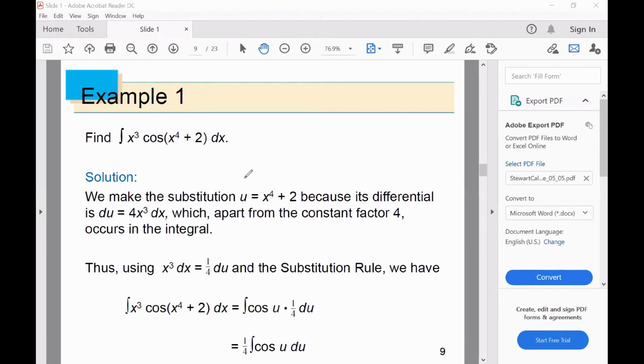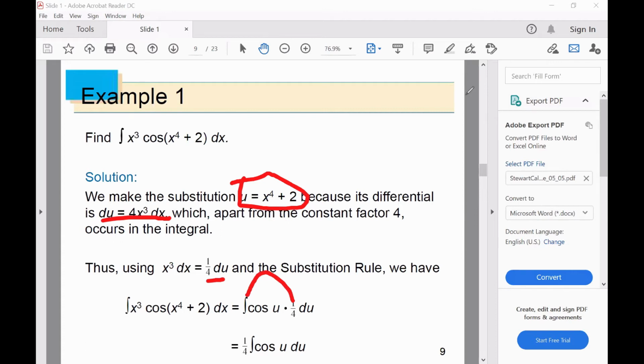That's why here this is u. Now du is equal to the derivative of x to the 4 plus 2, which is 4x to the 3 dx. Now we go back to the expression, and what we have, x to the 3 dx, is equal to 1 over 4 du, and this is cosine u. Then we have cosine u times 1 over 4 du. Obviously we can put 1 over 4 outside, and it becomes cosine u du.